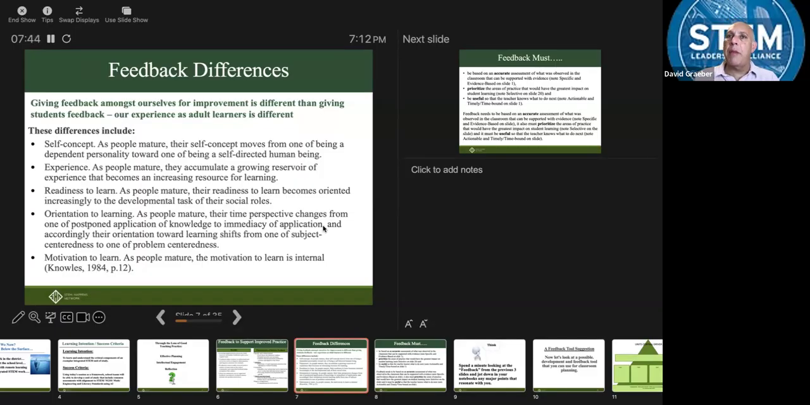If someone on the team's job is to develop the formative assessments, for instance, and we'll talk a little bit more about that, then they need to be able to work on that particular piece. We have experience.